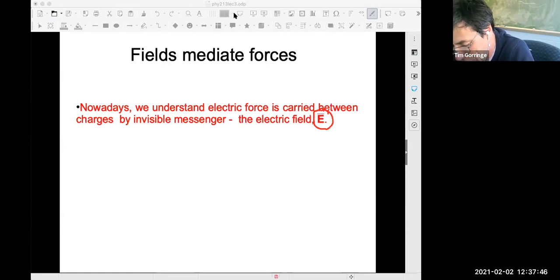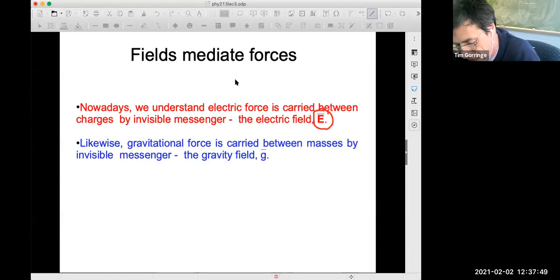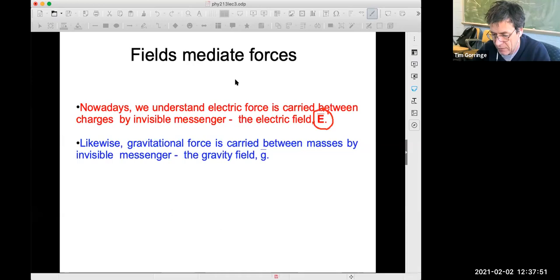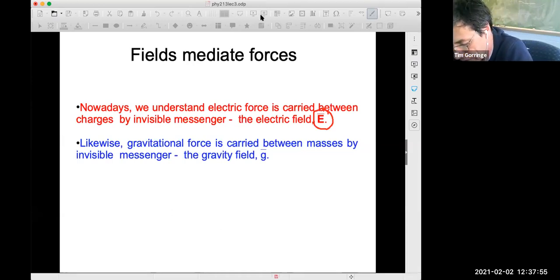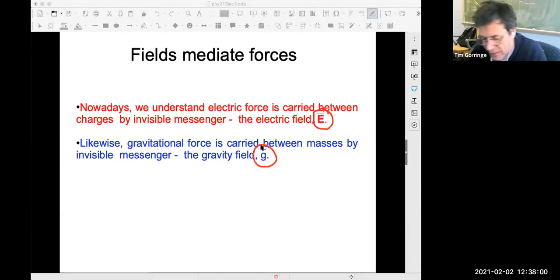And we also nowadays understand that between masses, there is a gravitational field. And that gravitational field, we give it the symbol G here, is conveying or transmitting the gravitational force.